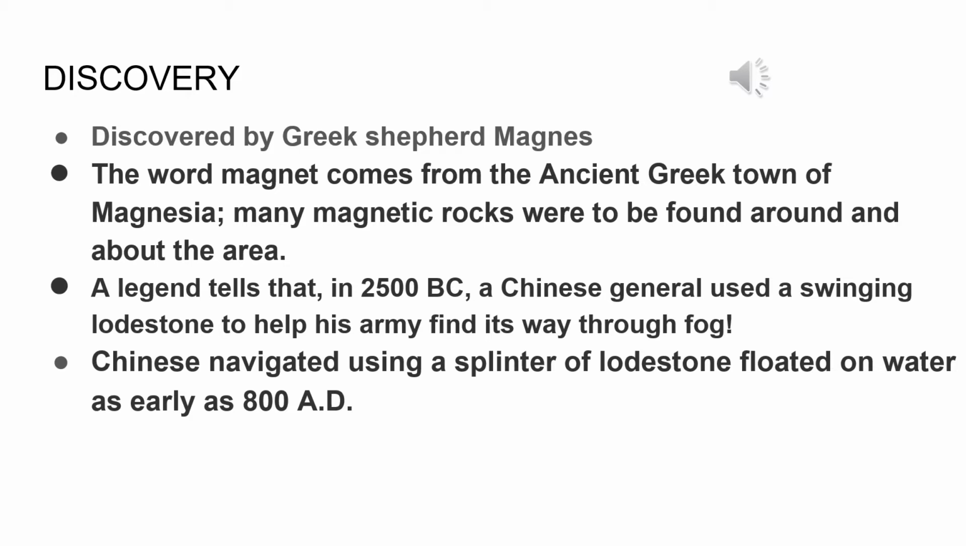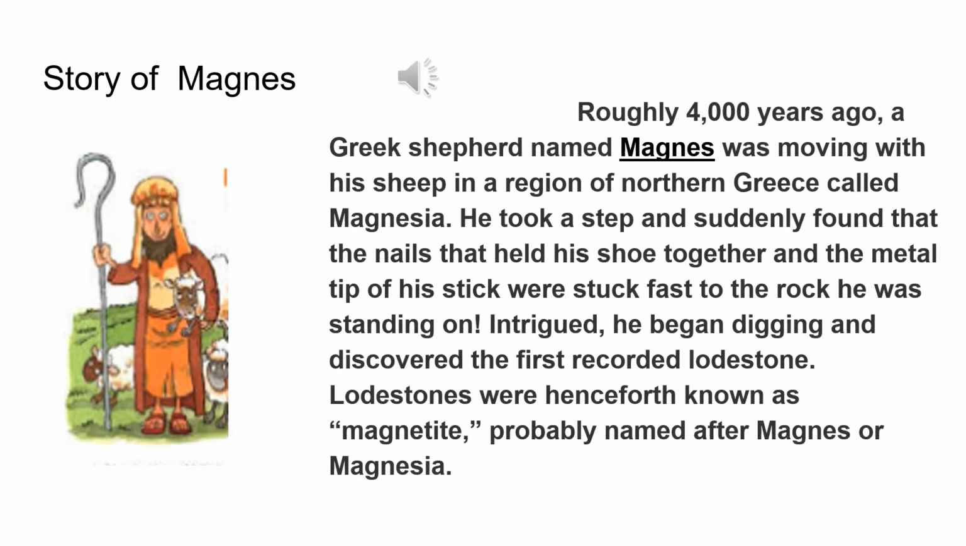So this rock was called magnetite, obviously after the name of its discoverer, Magnes. Because of this shepherd boy Magnes and the city of Greece, Magnesia, this magnet got its name. And because this is a lodestone, it had some specific properties which we are going to study later on.